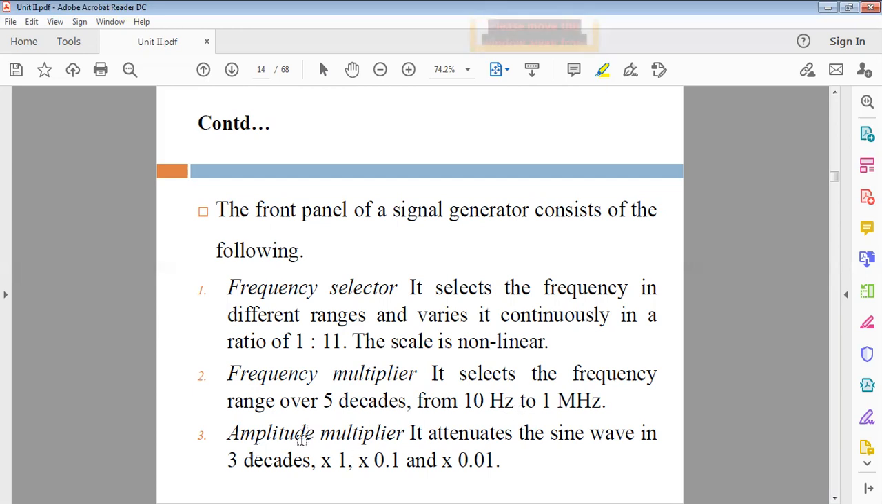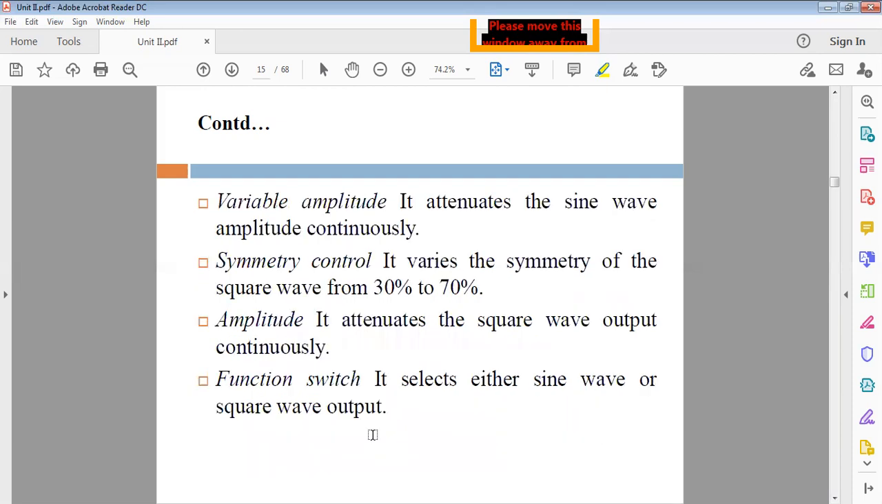Next, we also have an amplitude multiplier. This amplitude multiplier is used for attenuating the sine wave in 3 decades. We can change it in 3 decades, into 1 range, into 0.1 range, and into 0.01 range. Next, we also have a variable amplitude knob. This variable amplitude knob is used for varying the amplitude of the sine wave continuously.